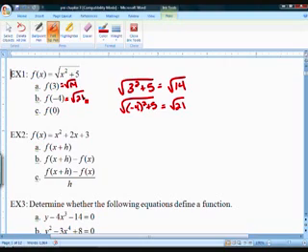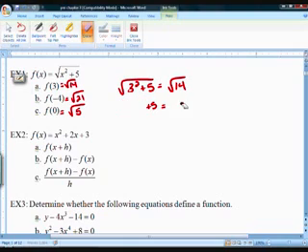Good. And the last one, f of 0. Plug in 0 for x, you get the square root of 5, between 2 and 3. We say that to say this, because next up it gets a little bit more difficult.